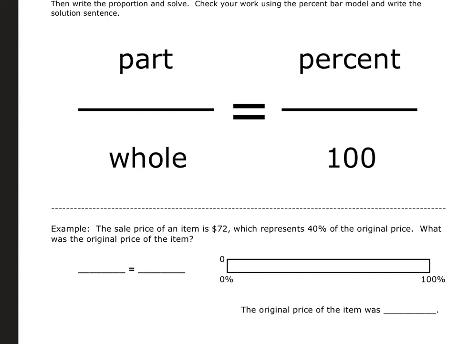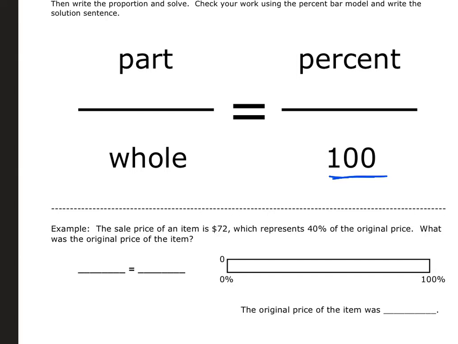So today we're going to learn about solving a problem involving a percent. And you can set a percent problem up with a proportion, which is what you see here. The part over the whole equals the percent over 100. When you set up the proportion, 100 always goes here.